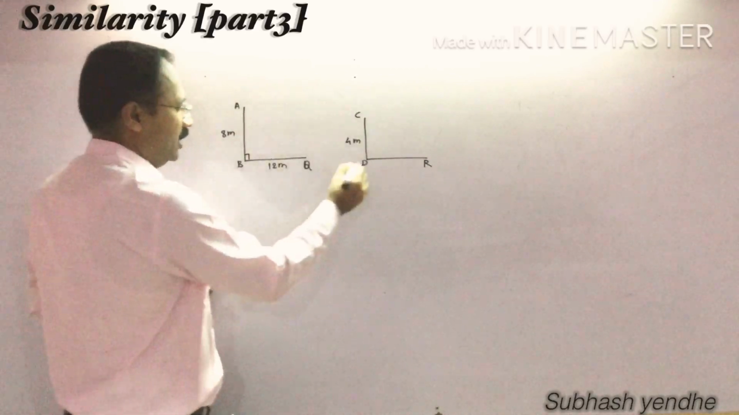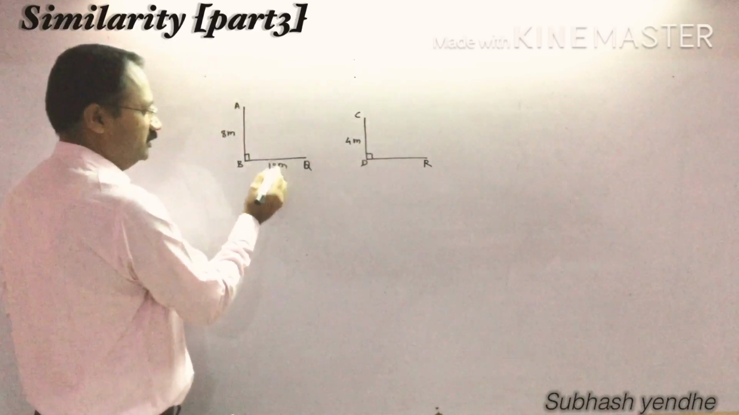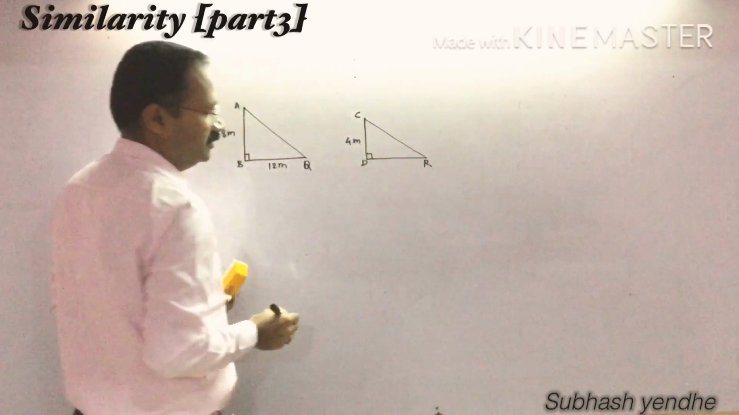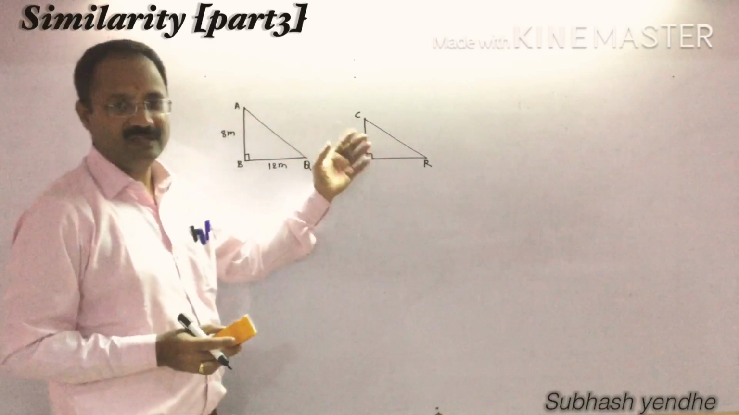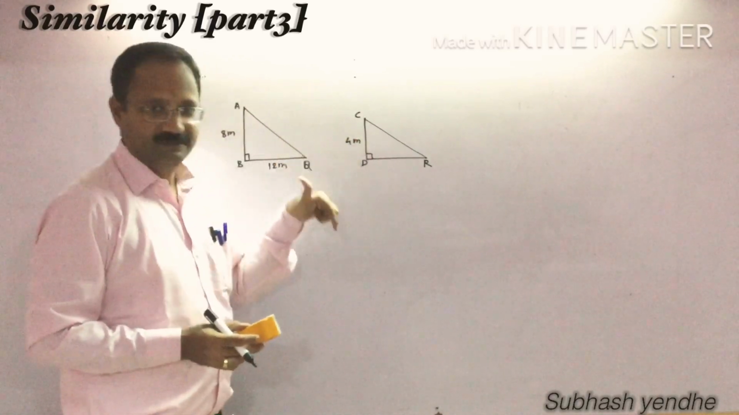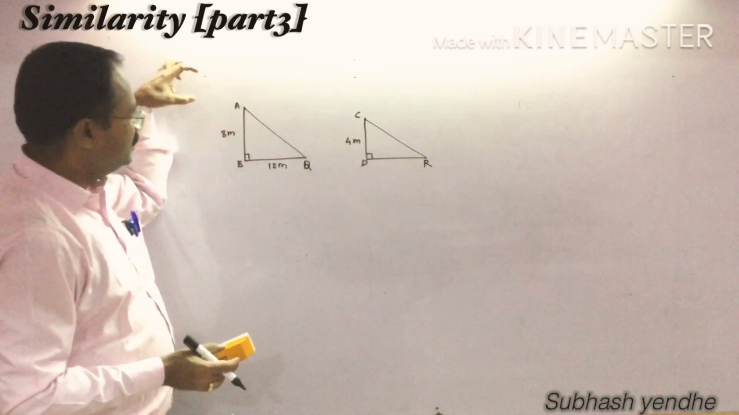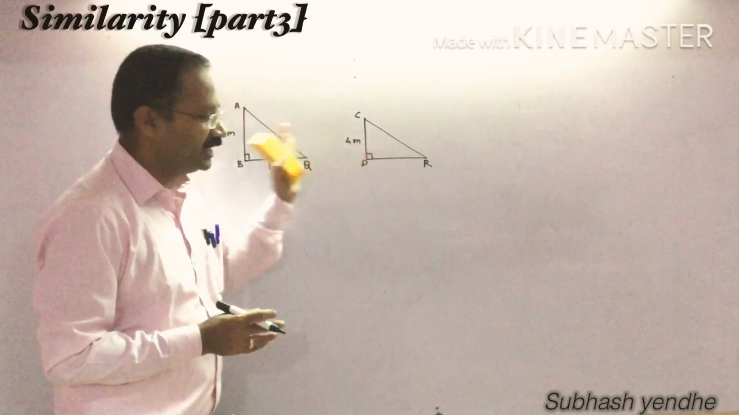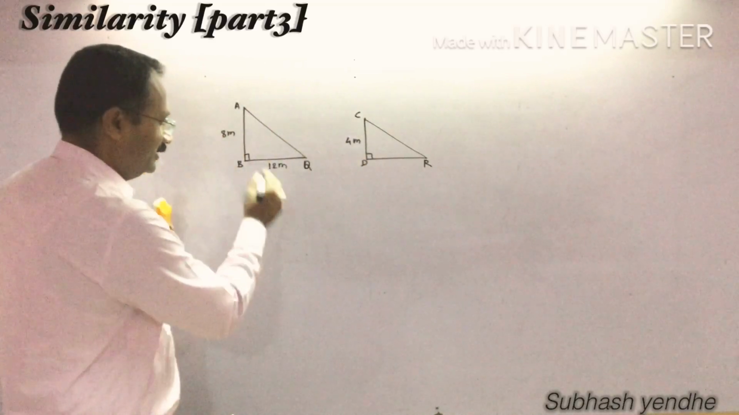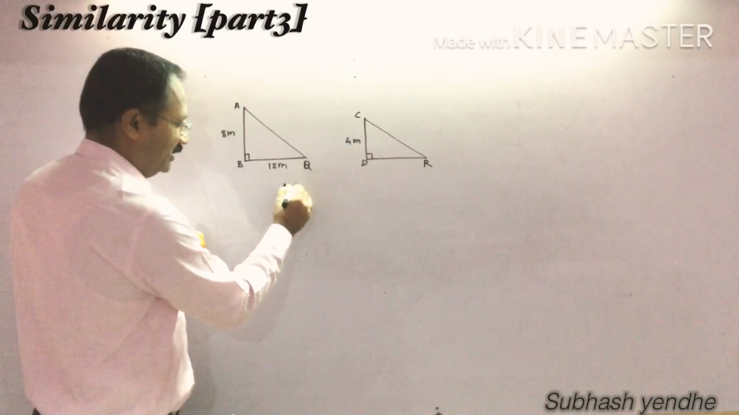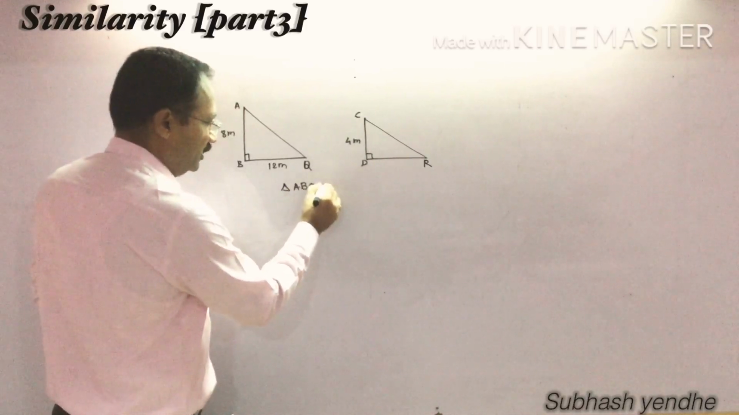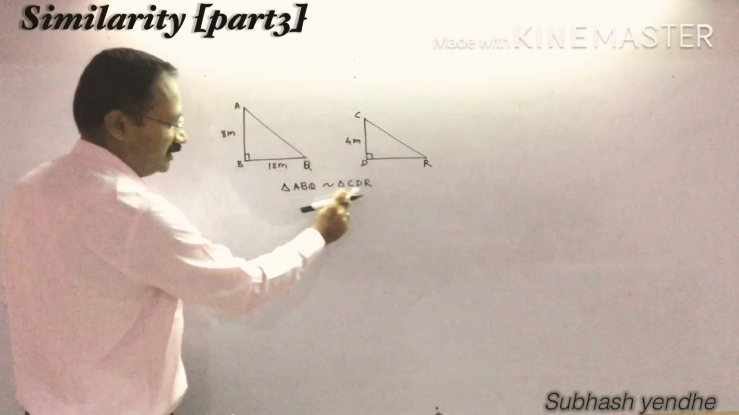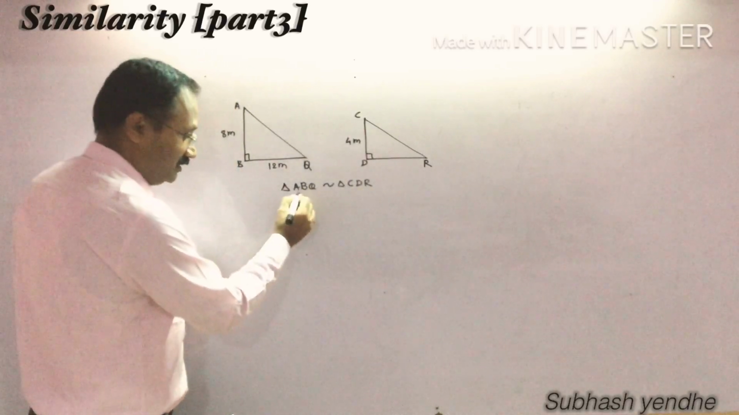Remember that poles are always perpendicular to the base. If I join this, these two triangles are already similar. Why? Because shadow comes from sun and therefore no need to show that these two triangles are similar. They are directly similar. So we can write it, triangle ABQ is similar to triangle CDR. And if these two triangles are similar, we know that sides are in proportion.